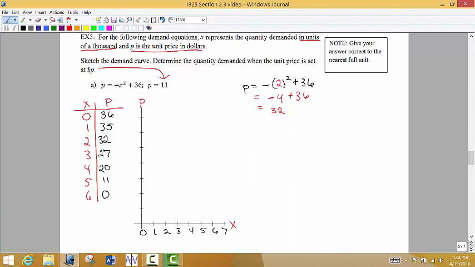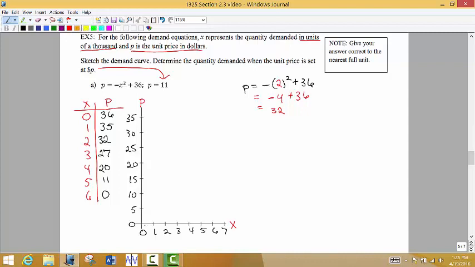Alright, so I'm going to graph the points that I have so far. Before we do that, let's label the p-axis or the y-axis here. I'm going to go ahead and label in units of 5. So that's 0, 5, 10, 15, 20, 25, 30, 35, and we're going to plot some points.